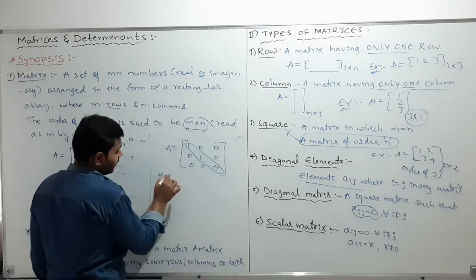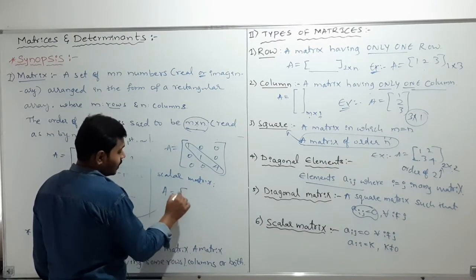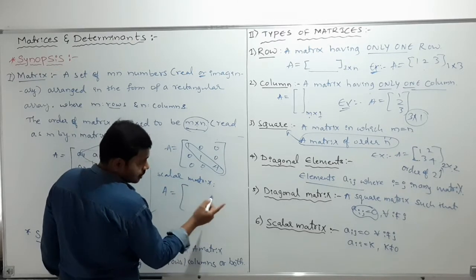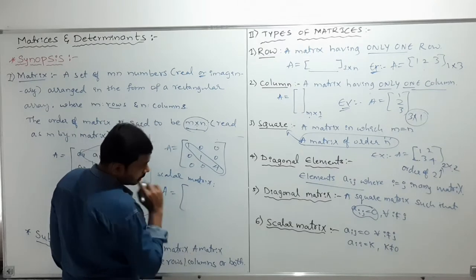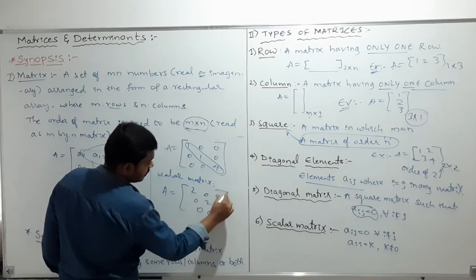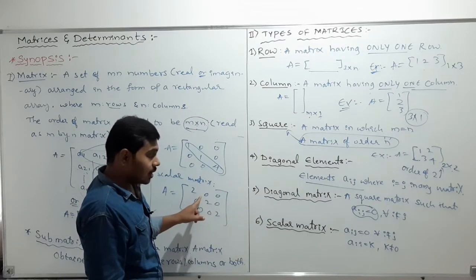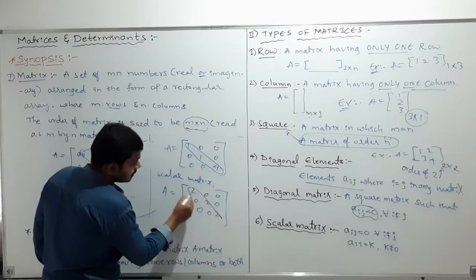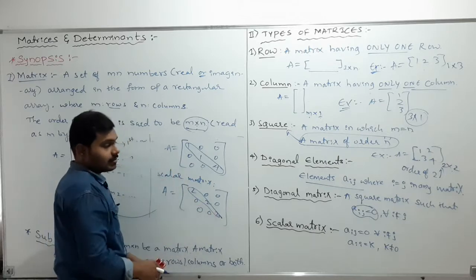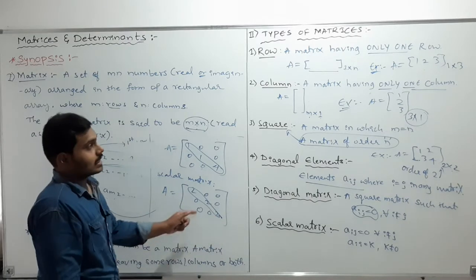So now I am going to write an example for the scalar matrix. Here aij equals 0 for the non-diagonal elements, so I'll write that non-diagonal elements must be 0. So 2 0 0, 0 2 0, 0 0 2. This is the scalar matrix. Why is it a scalar matrix? Because all non-diagonal elements, above this diagonal and below this diagonal, are 0 and the diagonal element is constant, that is aii equals k. So therefore this is an example for the scalar matrix.